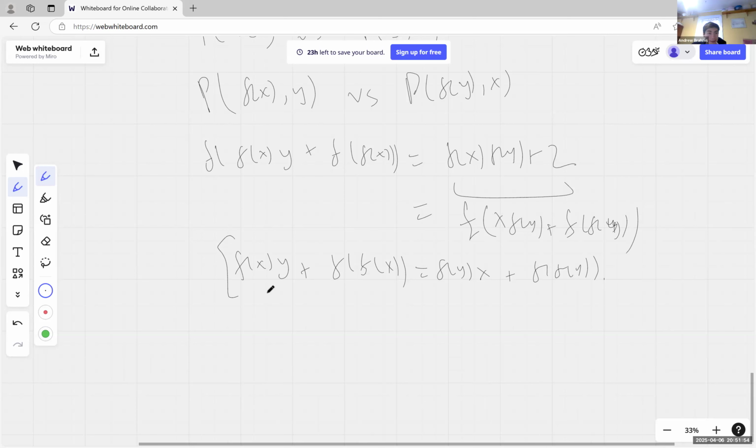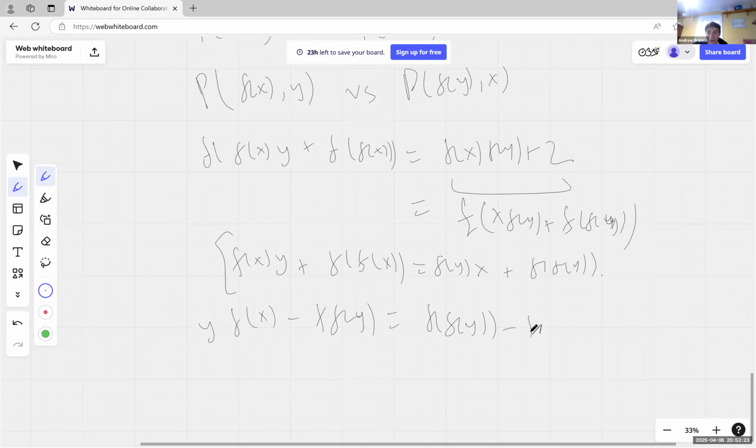And the reason for that is actually because of geometry. And this is a very beautiful solution. So we're given that y f of x minus x f of y is equal to f of y minus f of x.